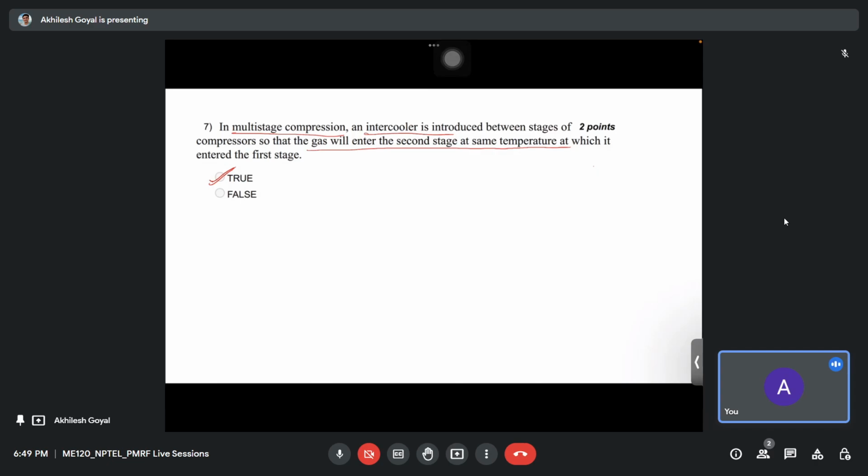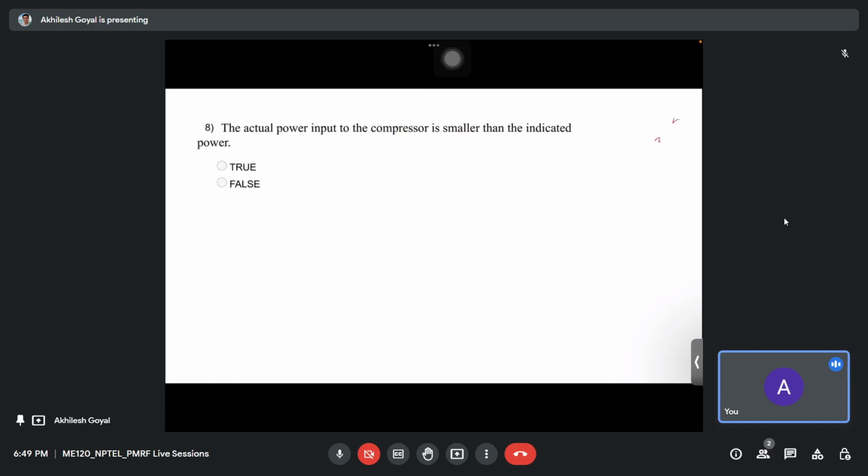Okay. So now let's move to the next question, and this next question here is, the actual power input to the compressor is smaller than the indicated power. Okay. So no, the actual power input to the compressor is higher than the indicated power, not smaller than the indicated power.